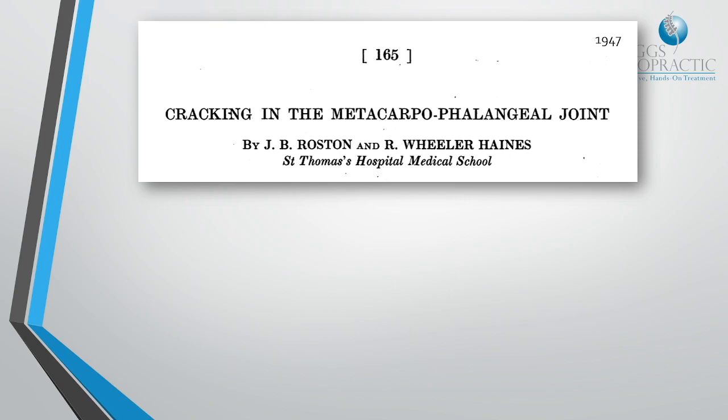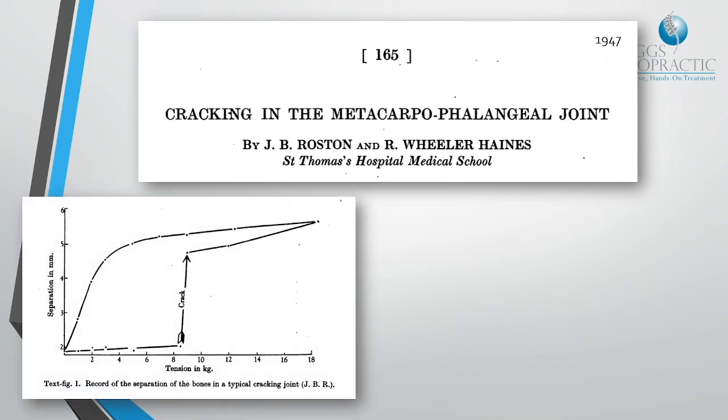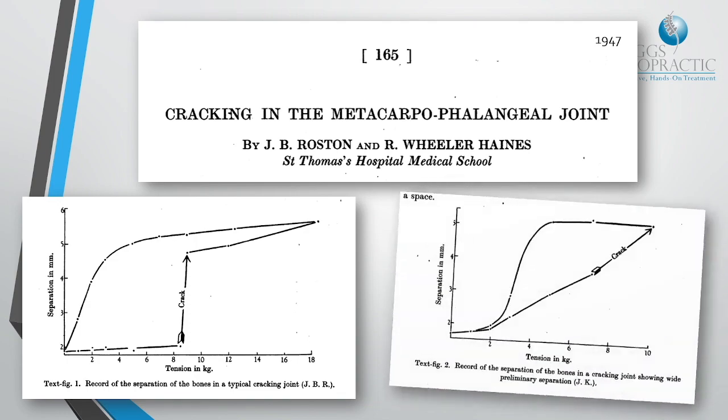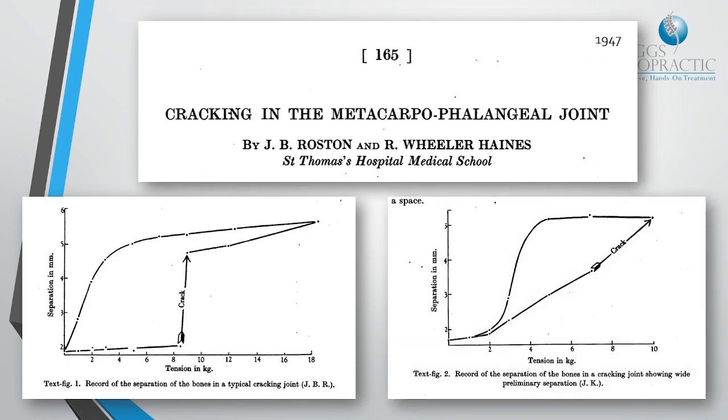Now, I said to you that we found this out originally back in 1947 with this paper published by Roston, cracking in the metacarpal phalangeal joint. This is obviously specifically around the fingers. And what they found are two really helpful diagrams or graphs that I've lifted out of the publication itself. Here we have, along the y-axis, the separation of the joint in millimeters, and along the x-axis, we've got tension in kilograms.